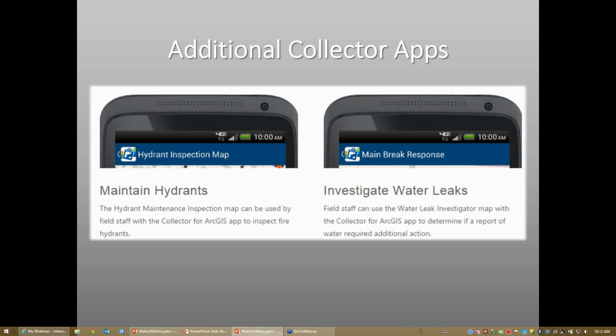So the ArcGIS for Water group has a couple of other collector apps that are already pre-configured for you. For example, the hydrant inspection map to inspect fire hydrants. There's also a main break response app that's already pre-configured to allow your field staff to investigate water leaks.